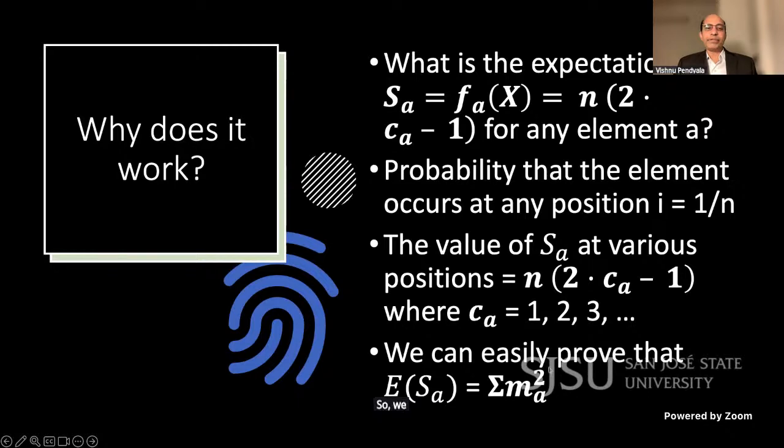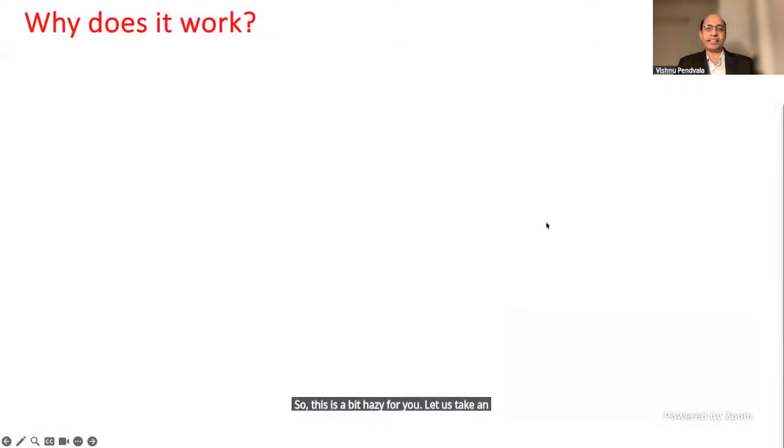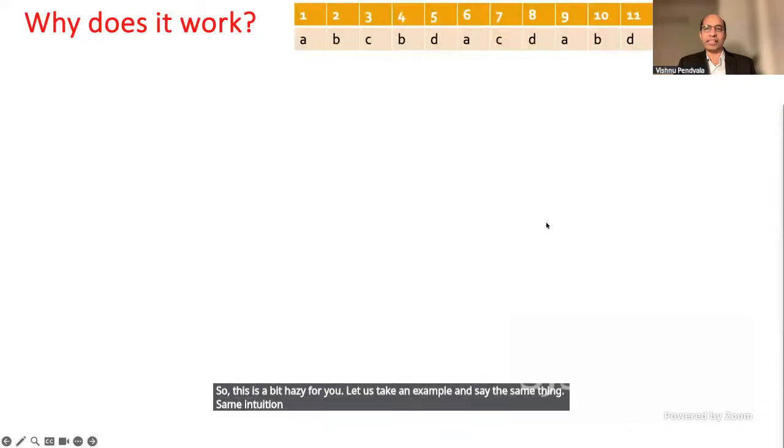So we can easily prove that the expectation of SA, this term n into CA minus 1, will be equal to the second moment, right? So even though we sample, the law of expectation fills in what we did not see. That is the beauty of math. So unbiased estimation through random sampling. If this is a bit hazy for you, let us take an example and say the same thing, same intuition, but using an example.